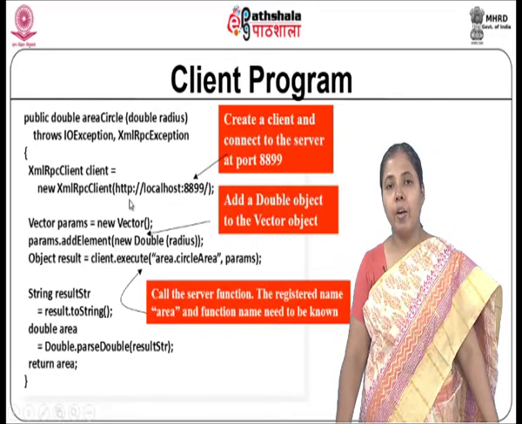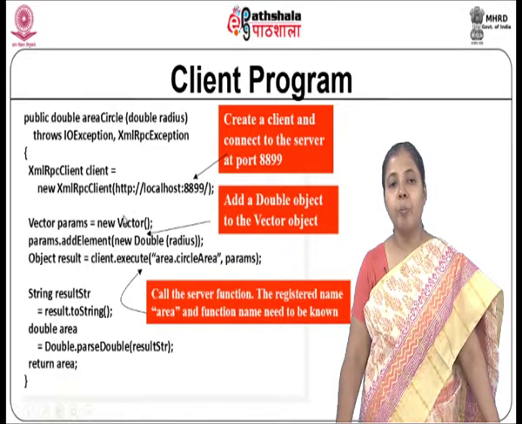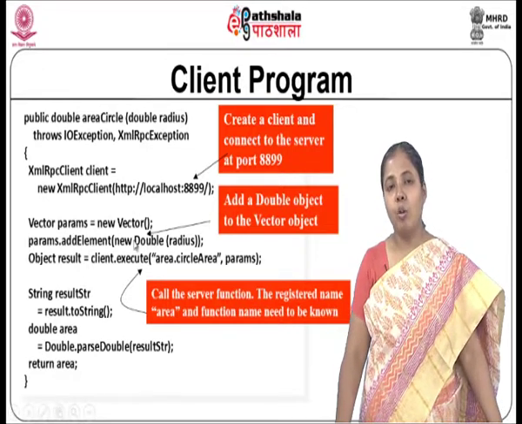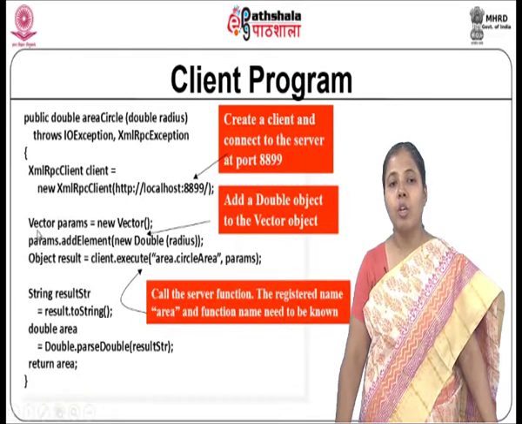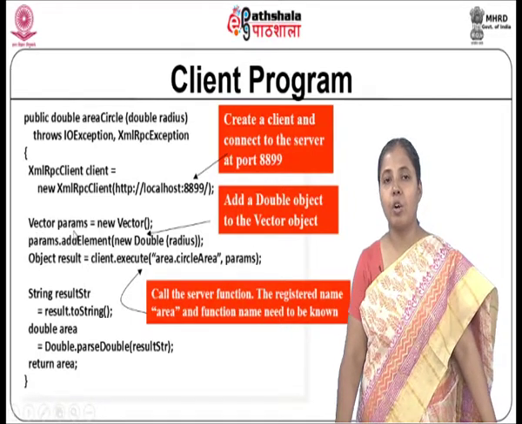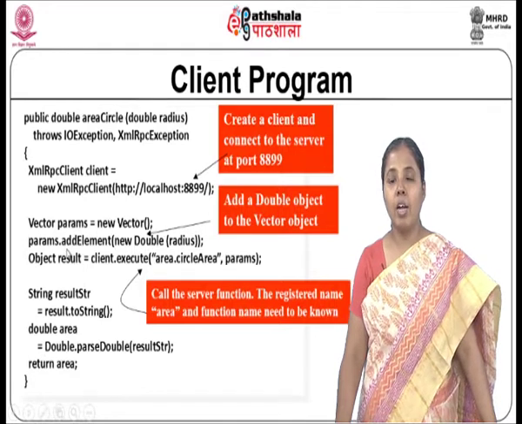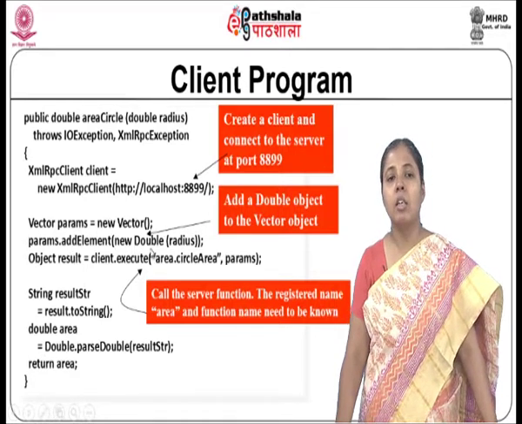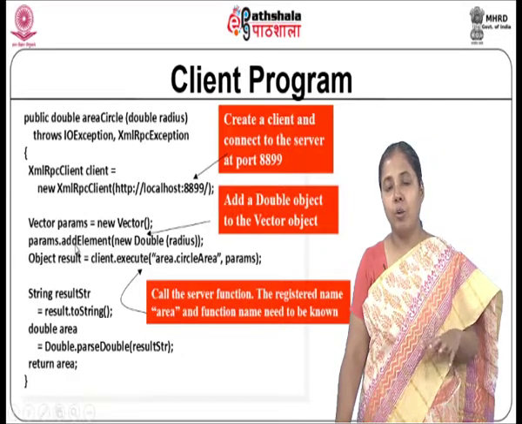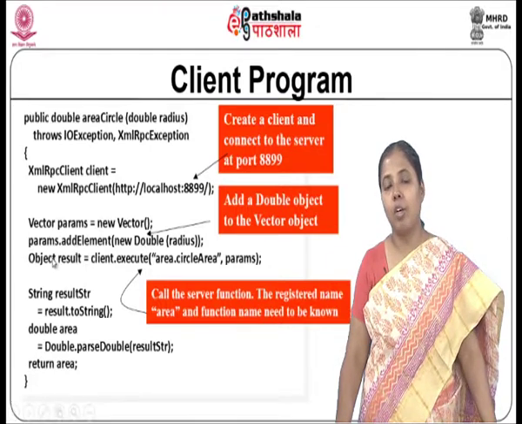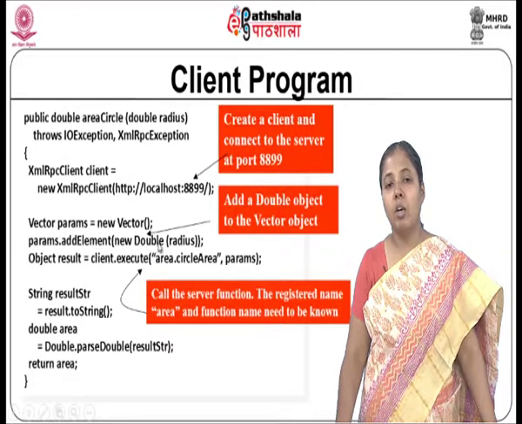So, once you create an XML RPC client, you have to send the double value. Any value can be sent as a vector object. So, what you have to do is create a vector object. Params is a vector object you are creating, and use the addElement method of the vector class to add the double value to the params. You have to pass this parameter to the remote procedure as a vector object. So, use the method addElement, give your radius, that is the radius that is converted to a double value, and add it to the vector.